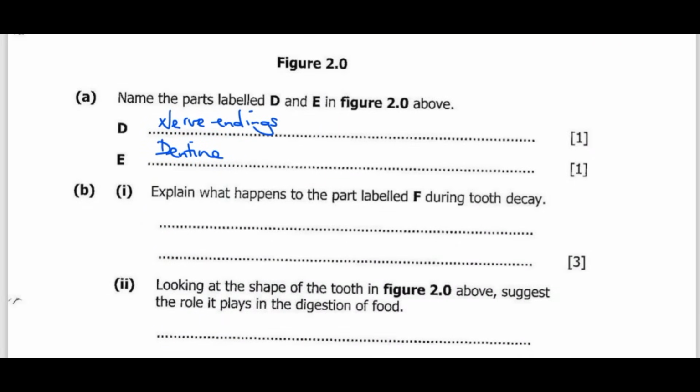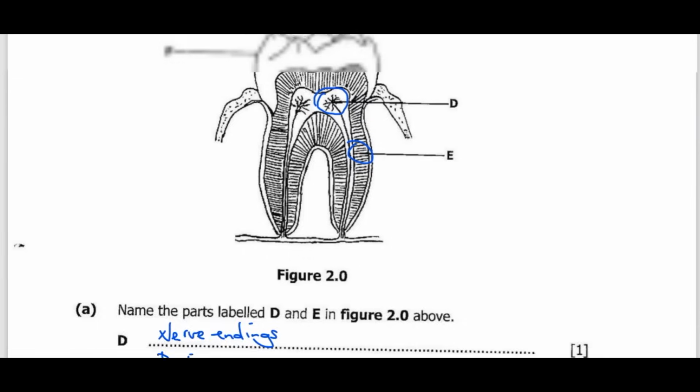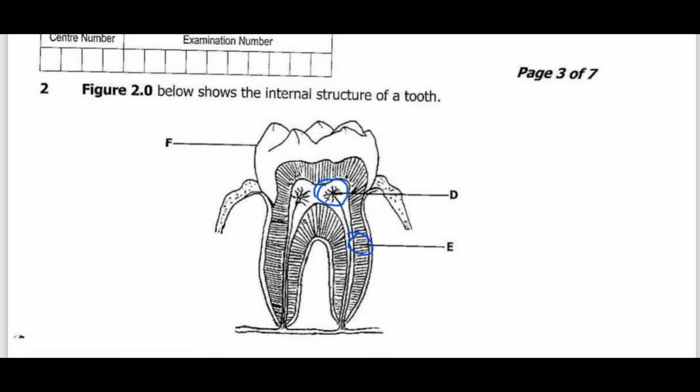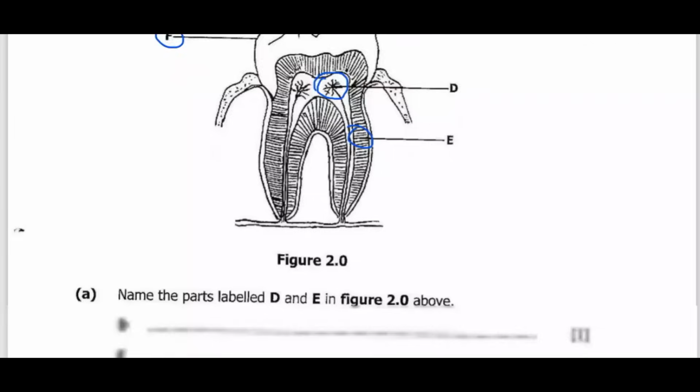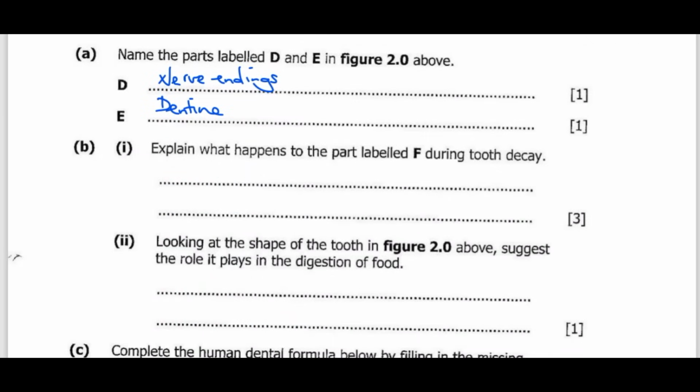Explain what happens to the part labeled F during tooth decay. So this is F. What will happen during tooth decay? We want to explain what will happen during tooth decay.